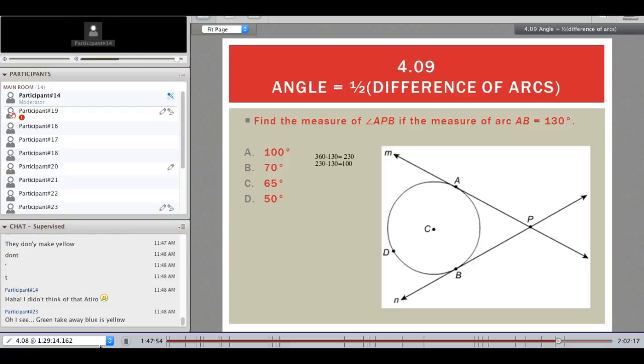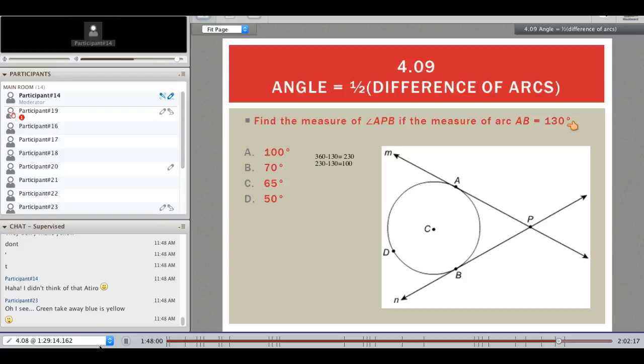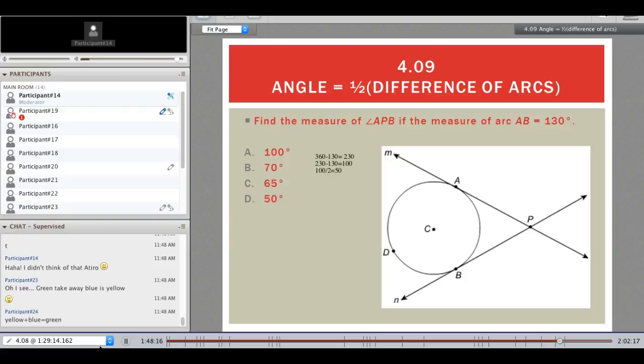Okay, excellent. Mason's off to a great start. Notice here it's kind of tricky at first because they only give you one arc. They gave you the measure of arc AB right here as 130. And yes, that was a pretty good one, huh, Amelia? You definitely had to think about that one. I like that, Atiro. So this is 130.